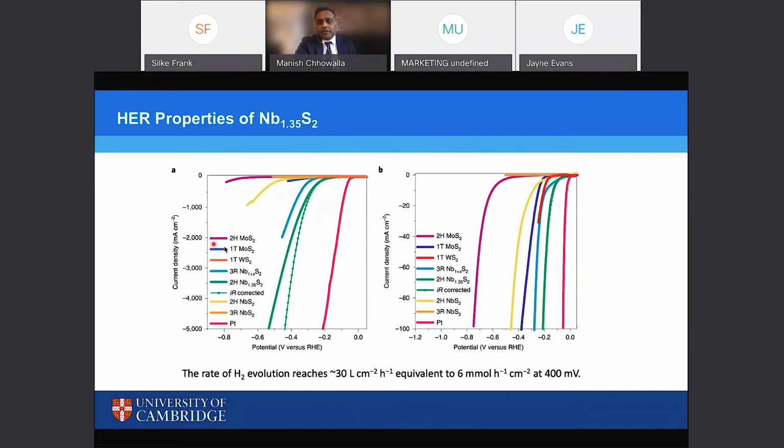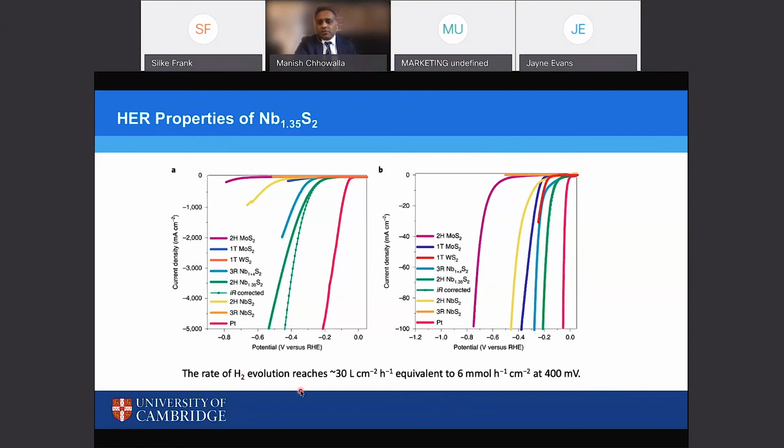But if we look at the left-hand side curves, what we can see is a comparison of the polarization or the catalytic activity of all the different types of TMD materials that we've studied in my group, as well as platinum for comparison. And we see that platinum, of course, is a very good catalyst. But the interesting thing about this metallic excess niobium phase shown in green here is that we're able to achieve very high current densities in these materials, so that at 400 millivolts overpotential, we can get 1, 2, 3 amps per centimeter squared of current density.